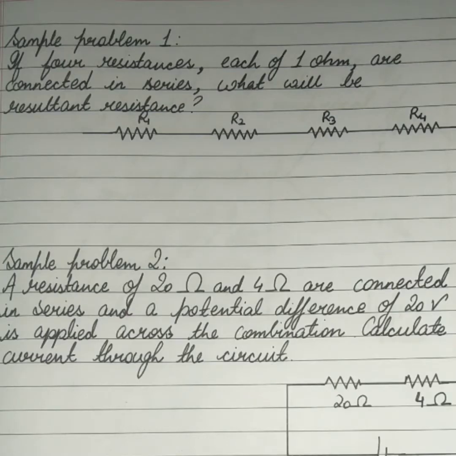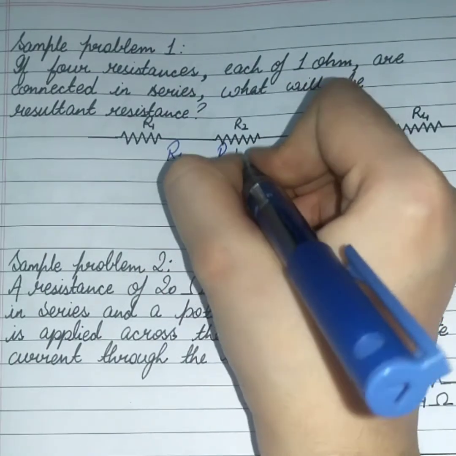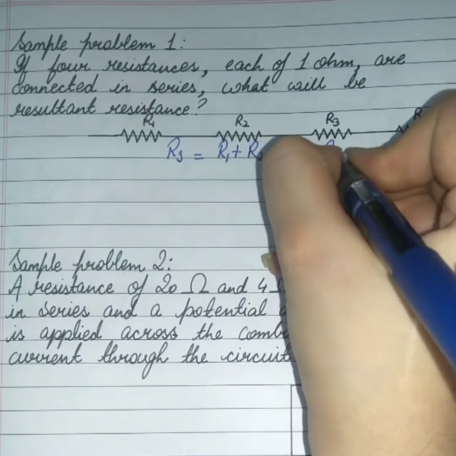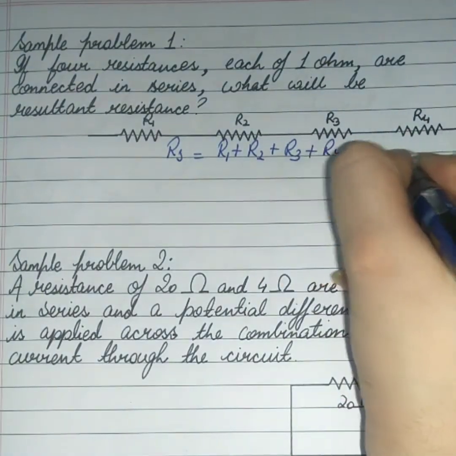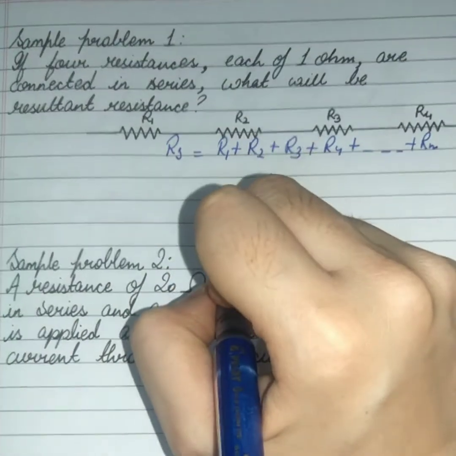Students, we now know that when there are many resistors in series, the formula would be Rs equal to R1 plus R2 plus R3 plus R4 and so on. Depending upon how many resistors are there in series, we will simply add them all.